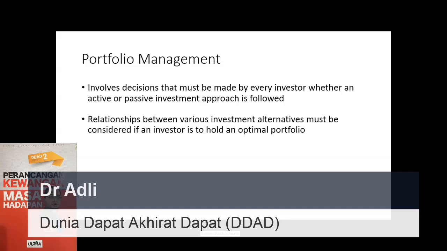Relationships between various investment alternatives must be considered if an investor is to hold an optimal portfolio. Another thing we will discuss is how to develop an optimal portfolio based on different theories. You can look at modern portfolio theory, MPT, the Markowitz theory. You can look at Black-Treynor, and so on. There are many theories we can look at, and then see which will be the best.